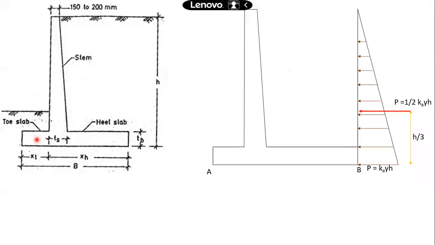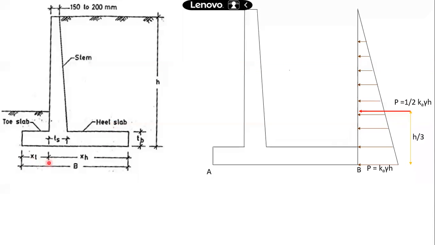Just like we have the toes in our foot, the toes are on the front side. The toe slab is on the front side of the retaining wall, whereas the heel slab is on the back side, meaning the backfill side of the retaining wall. The portion of the base slab projecting towards the backfill side is called the heel slab. Projecting towards the front side of the stem is called the toe slab. So these are the three main components in a retaining wall: stem, toe, and heel.